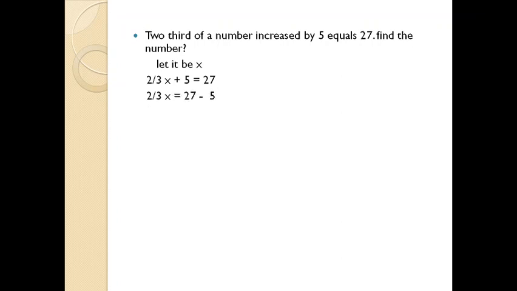Next, 2 by 3 of x equals 27 minus 5. We all know why we did it like that, because the unknown values have to be on the left side of the equal sign and the known values have to be on the right side of the equal sign. Next, 2 by 3 of x equals 22, and x equals 6. And finally, x equals 3. This is how we have to frame an equation and find out the value of the unknown.